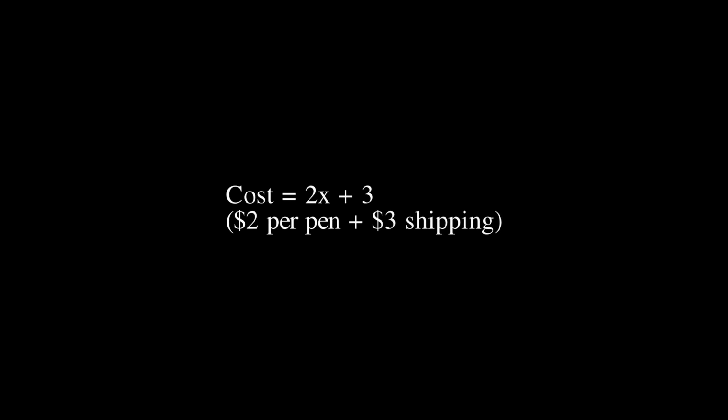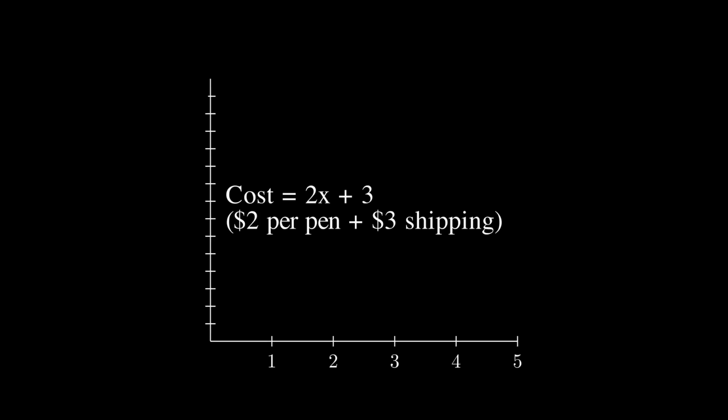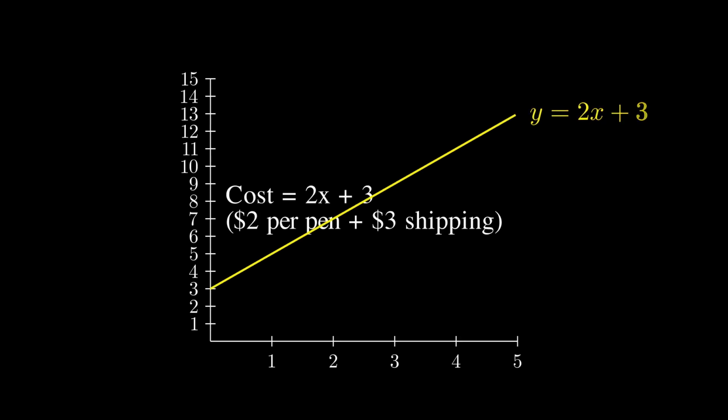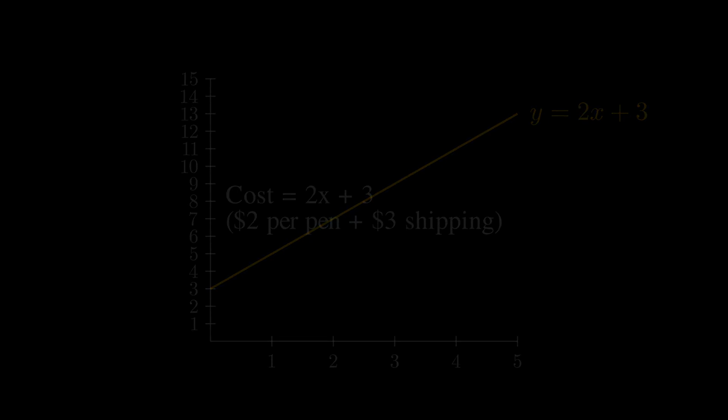In math terms, that's y equals 2x plus 3, where x is the number of pens and y is the total cost. If you buy one pen, the total cost is 2 times 1 plus 3, which is $5. This graph is just one example of how linear equations can represent real problems.